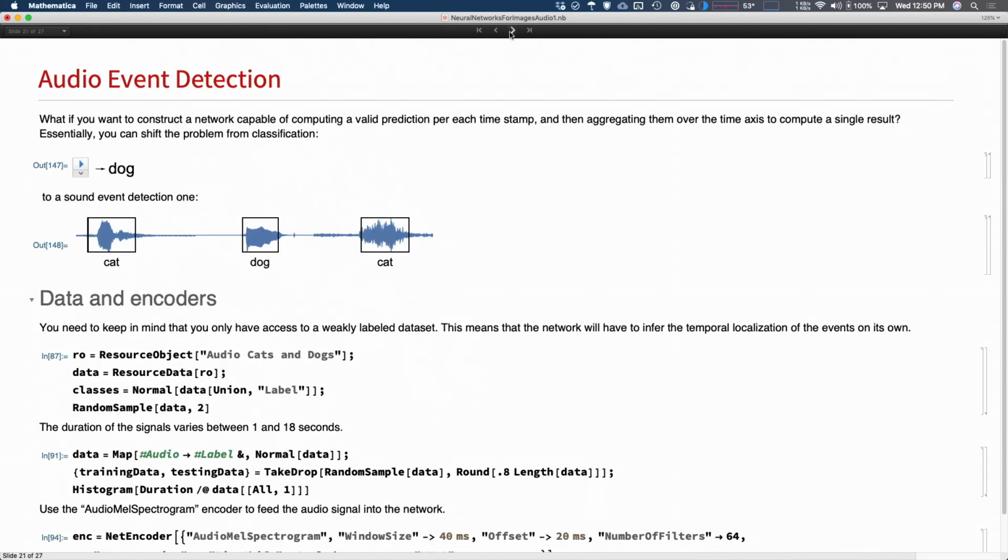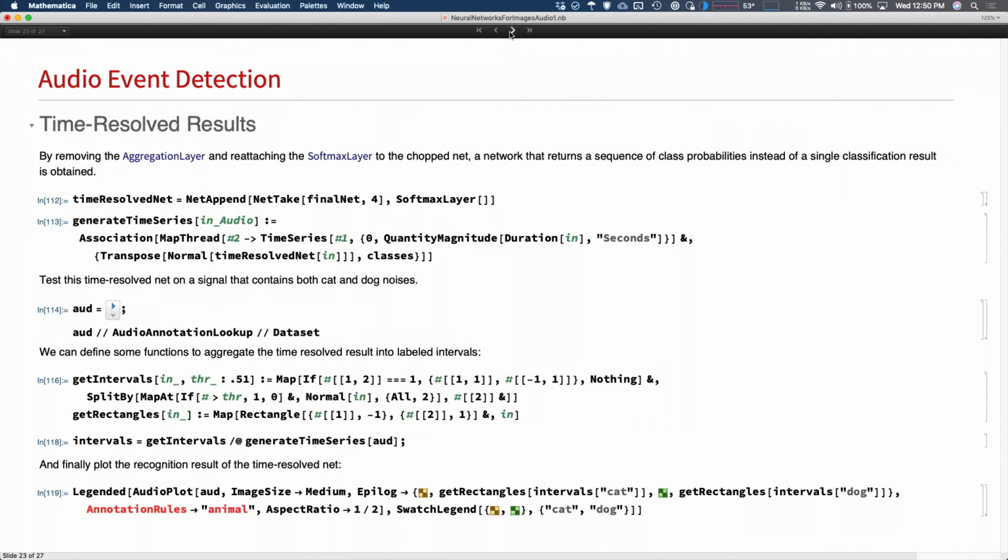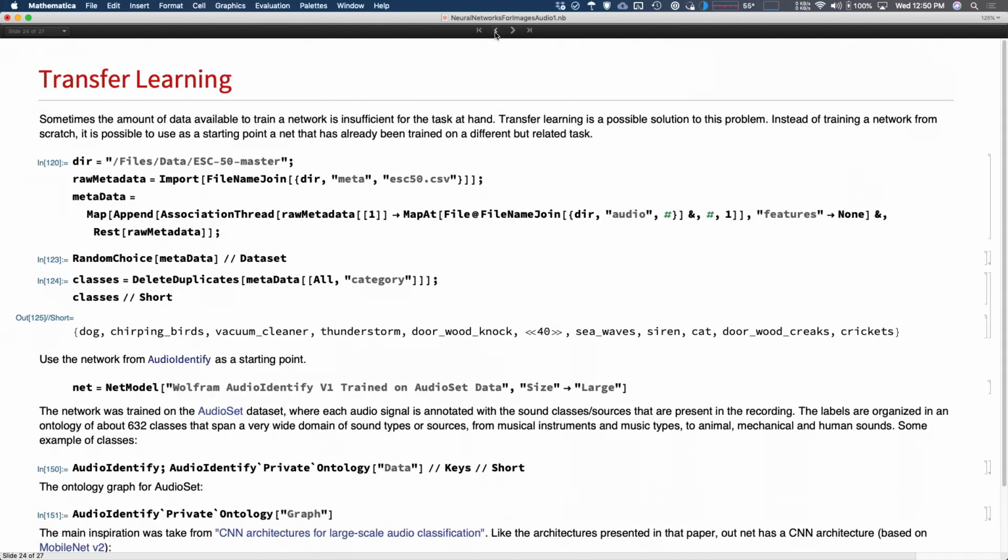And I will skip the next example just because of time, and I will go to the last one that builds on the feature extraction aspect. So many times, if the data that you have available is inadequate to train a network from scratch to solve a problem, one possible solution can be transfer learning. So instead of training the network from scratch, you use another network as a starting point.